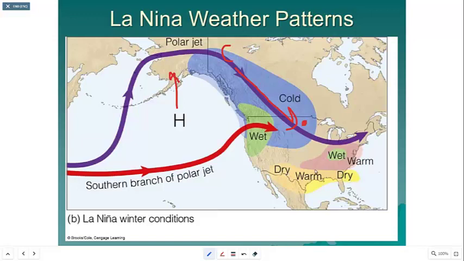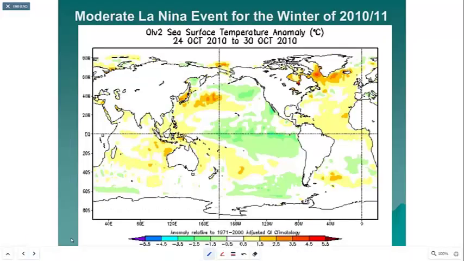Now it doesn't occur always, but we're getting a little bit better handle on it the more years of data that we collect. So I just want to show you some stats to see how this is panning out just for the Grand Forks area. Here we have green color along the equator. Those temperatures are below normal, and so this is what we're going to call La Nina. So this is a moderate La Nina event for the winter of 2010-11, a while ago, a decade ago.